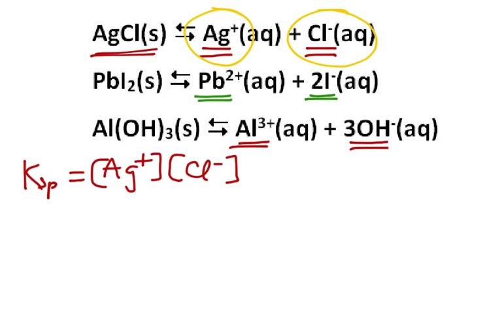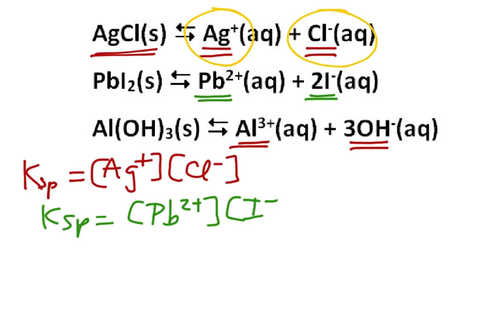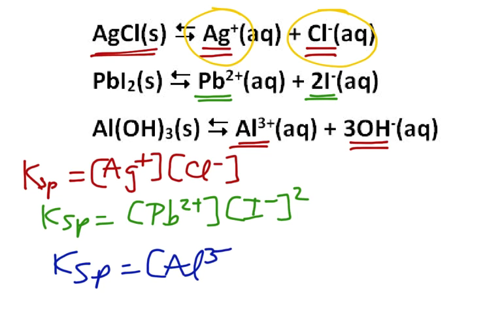So solubility product. For the lead iodide, we'd have a Ksp, and that would be the concentration of lead, Pb2+, times the concentration of iodide squared. And again, there's no denominator, but it exactly follows our rules, though it's a little odd looking because there is no denominator in these. Okay, the last one here, the aluminum hydroxide, would be the concentration of aluminum times the concentration of hydroxide, and this time it would be cubed.